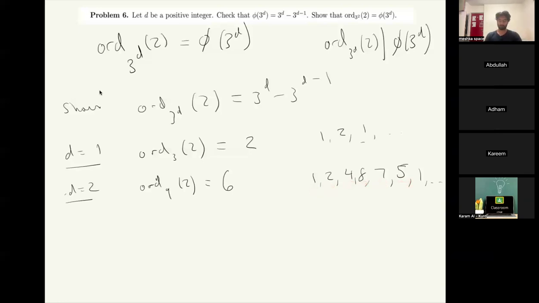Maybe we can see the pattern, right? For d equals 3, we want the order mod 27 to be 18. Great. So we want to show the order multiplies by 3 every time. So how can we do this?